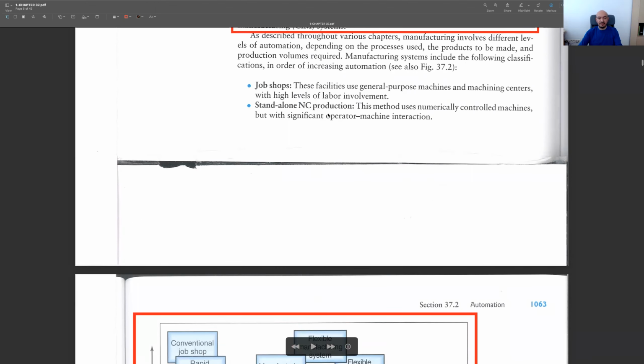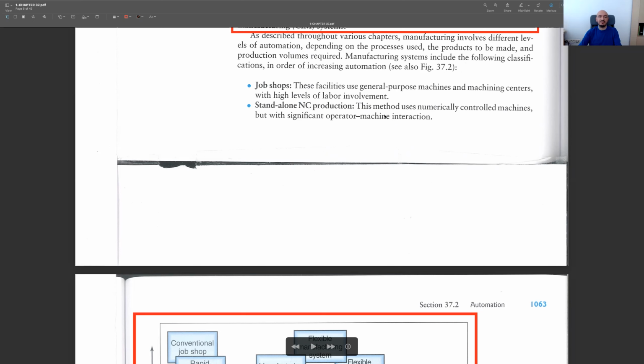Then we have another type of manufacturing system. It's called standalone NC production. Obviously, we are making use of numerically controlled machines. And once you have them, that means you have little flexibility, but not too much. Again, you need to write some machine codes for the production of the parts.